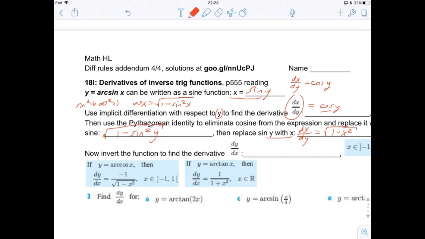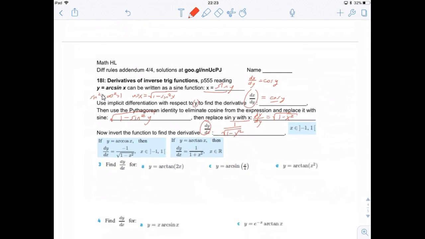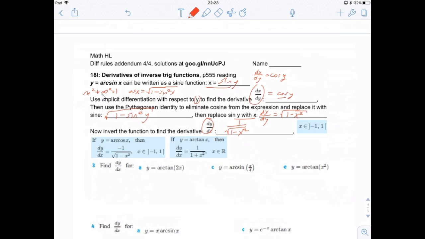And finally, I want dy/dx, not dx/dy. So I simply invert the square root of 1 minus x squared. So then I end up with 1 over the square root of 1 minus x squared. I'm done. Okay? So that is the derivative of arcsine of x.